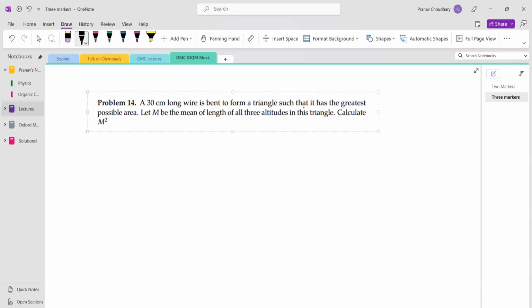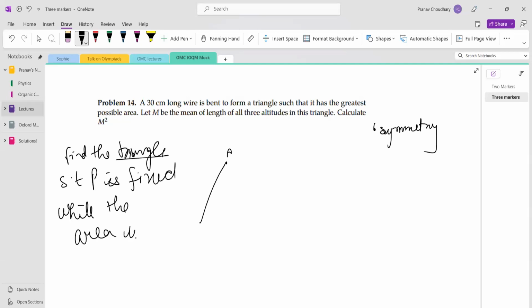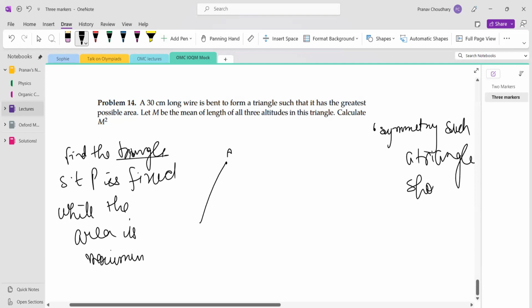A 30 centimeter long wire is bent to form a triangle such that it has the greatest possible area. Okay, so this should be, I think, intuitive by symmetry. Basically, the problem is saying find the triangle such that, oh, horrible handwriting. Perimeter is fixed while the area is maximum. By symmetry, you'd think that such a triangle should be equilateral. Okay, but this is just intuition.